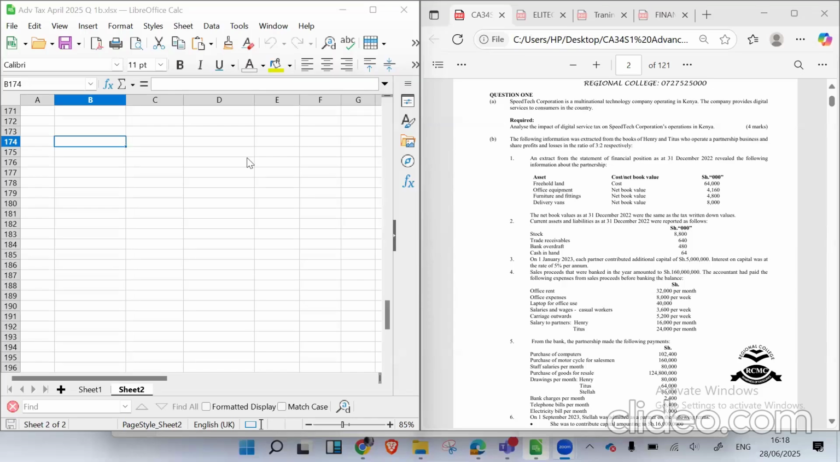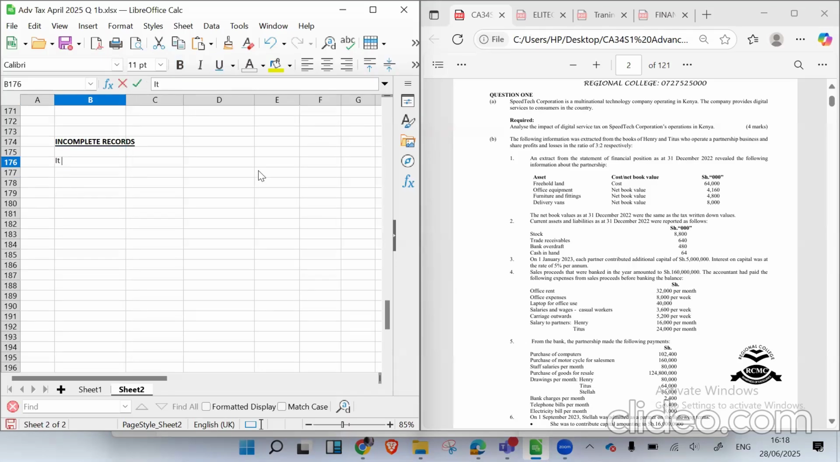So it says something on incomplete records. Incomplete records.